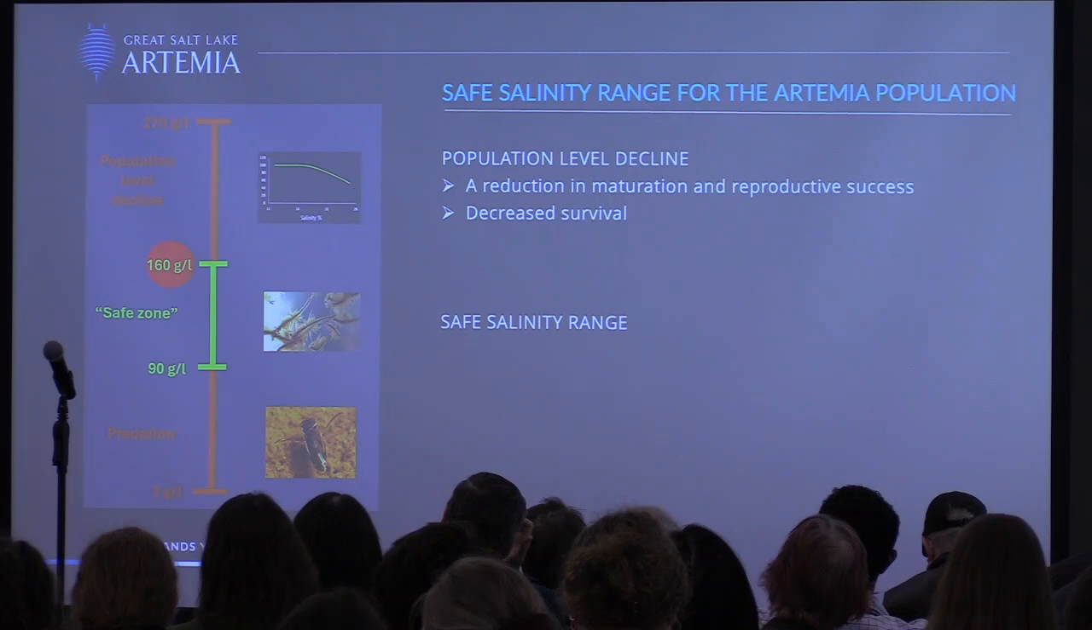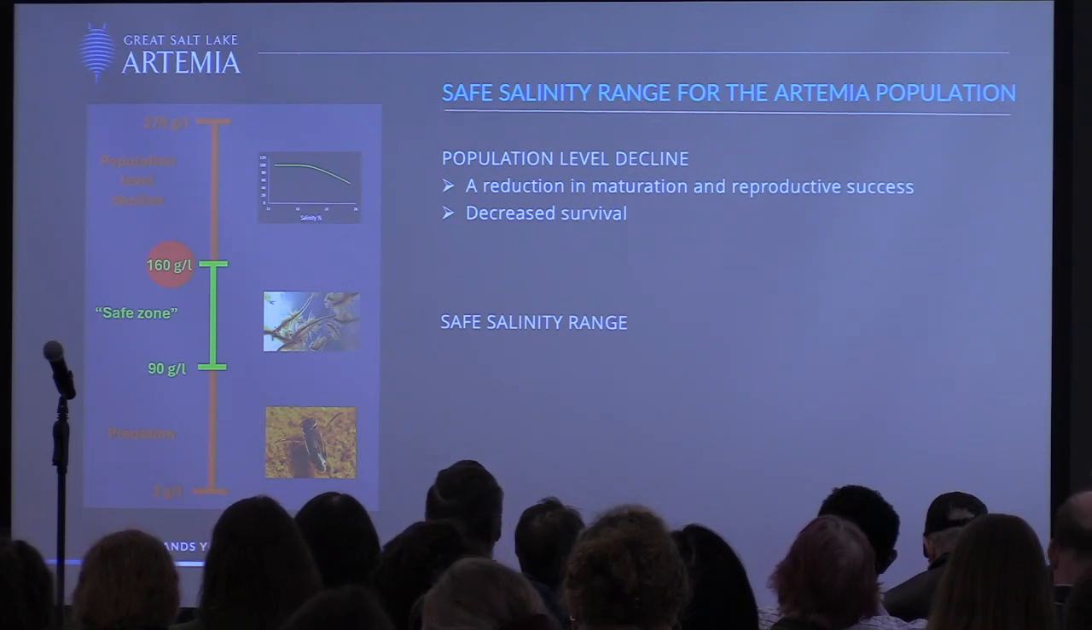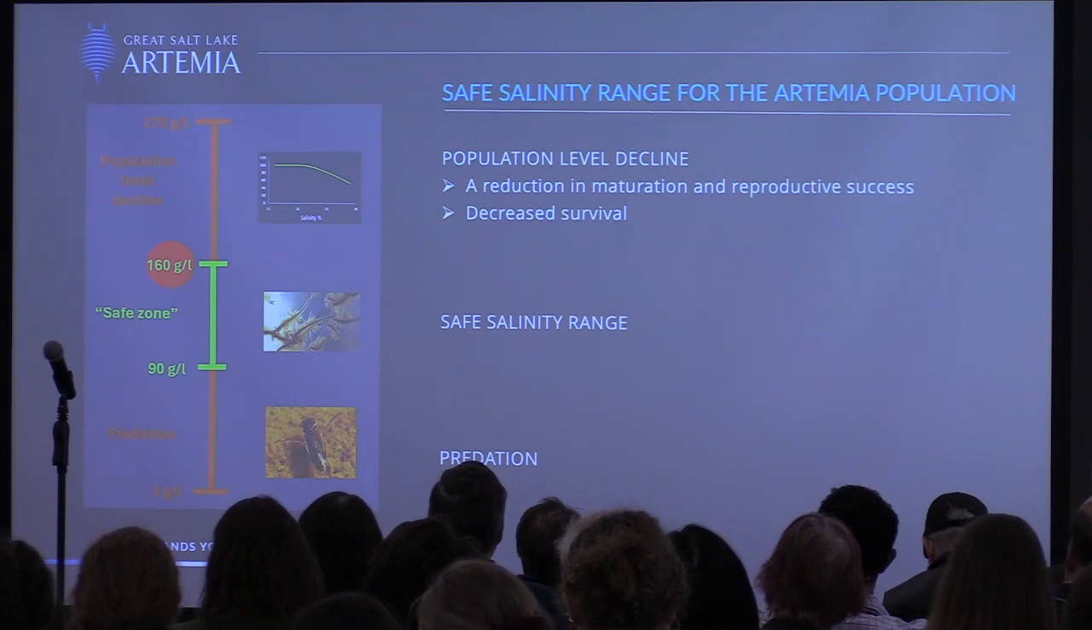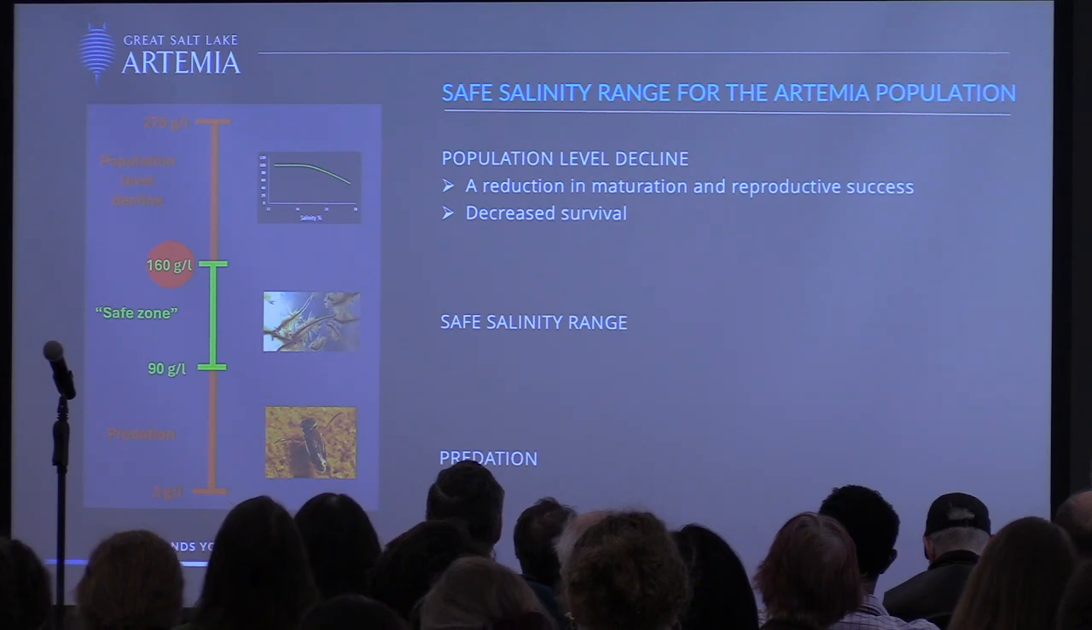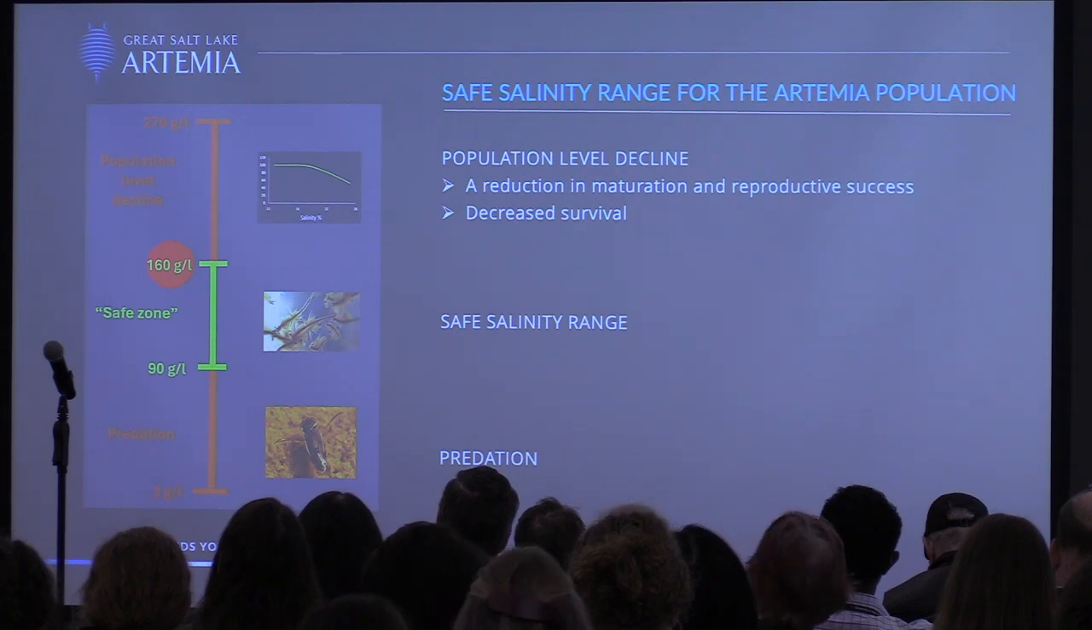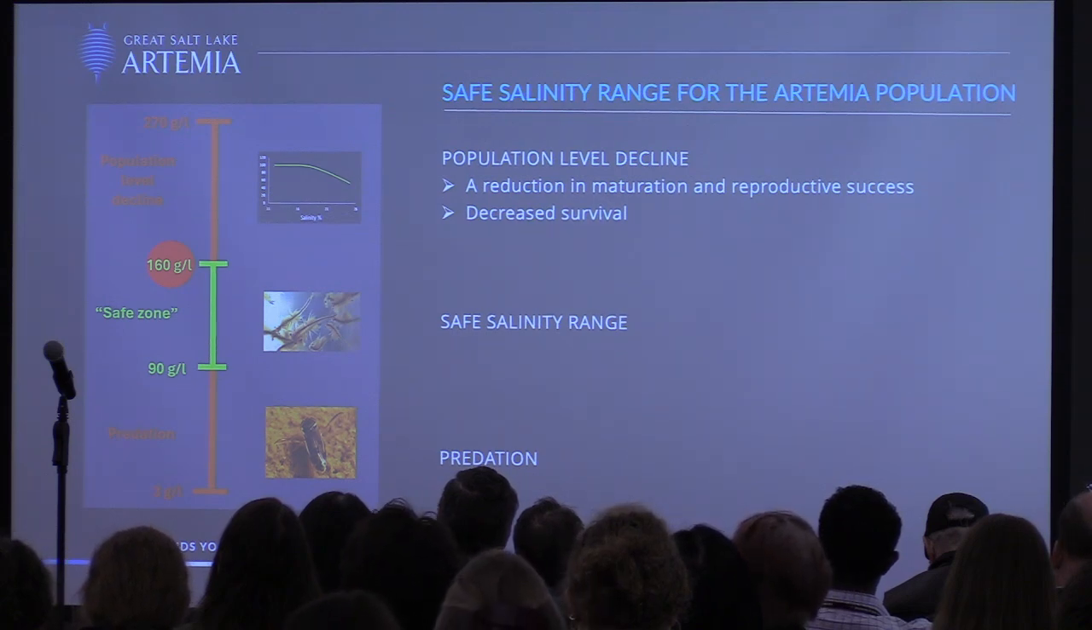We know that at a higher salinity, above about 160 grams per liter, we get a decline in the population, real population level effects, and below about 90 grams per liter, and it varies, but we start to see effects of predation. Now the predation effect we saw drastically in the 1980s, where salinity went below 50 grams per liter, and the brine shrimp population was decimated by the corixids at that time.